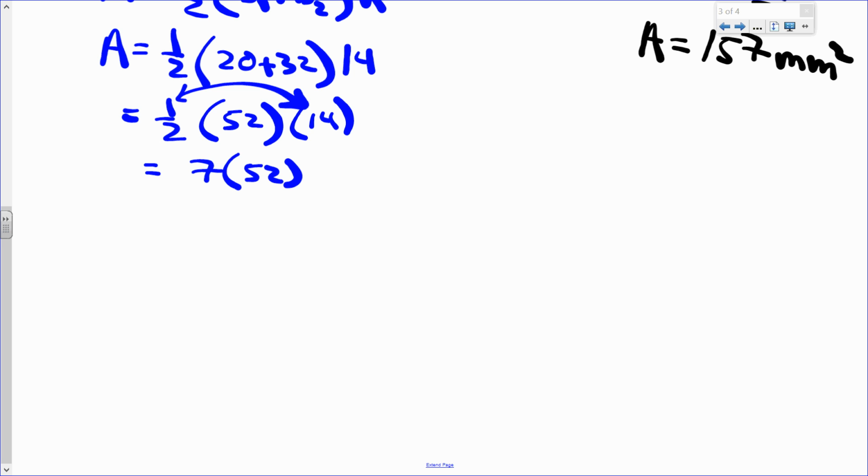Someone with a calculator? Thanks. Someone with a calculator, 7 times 52? Thank you. What do you got? That's right, 364. Sounds good to me. 364 square millimeters is the trapezoid.